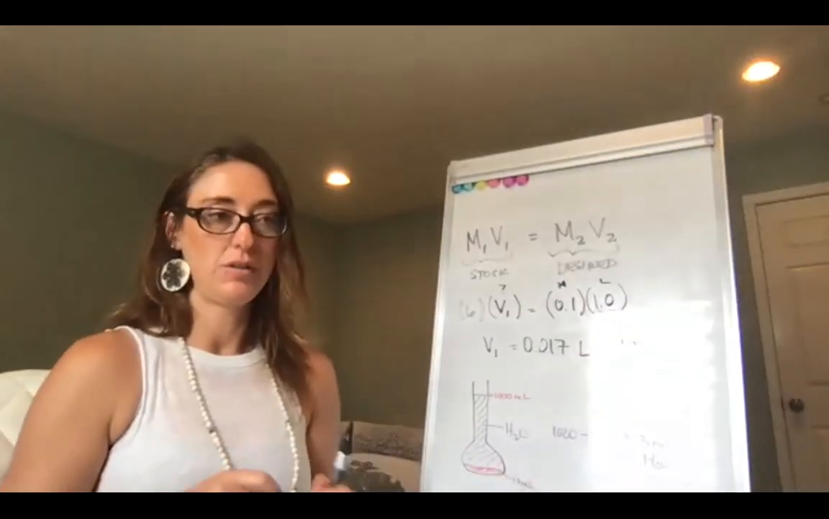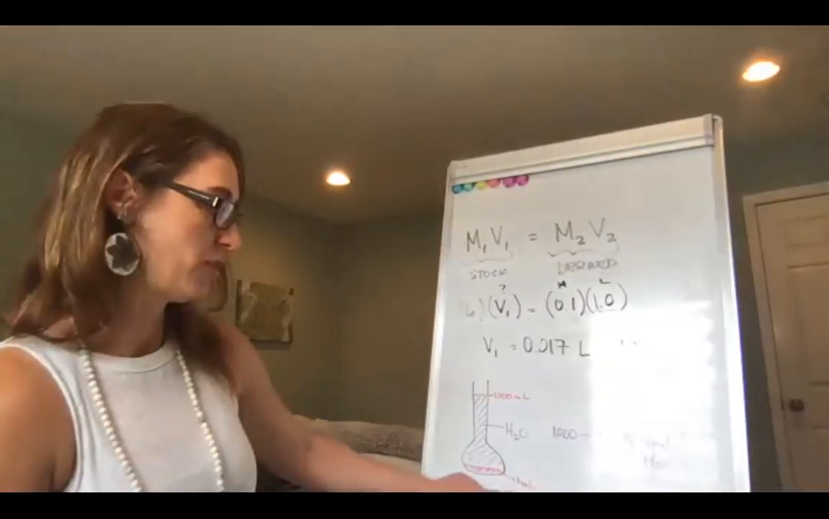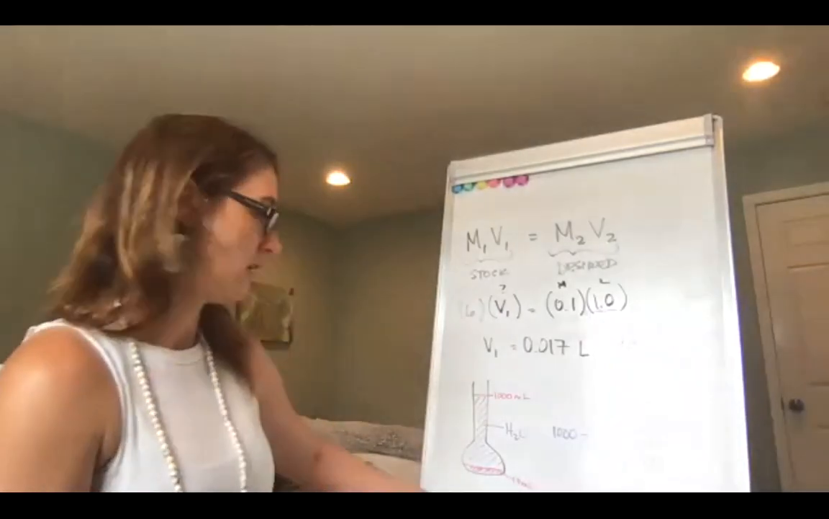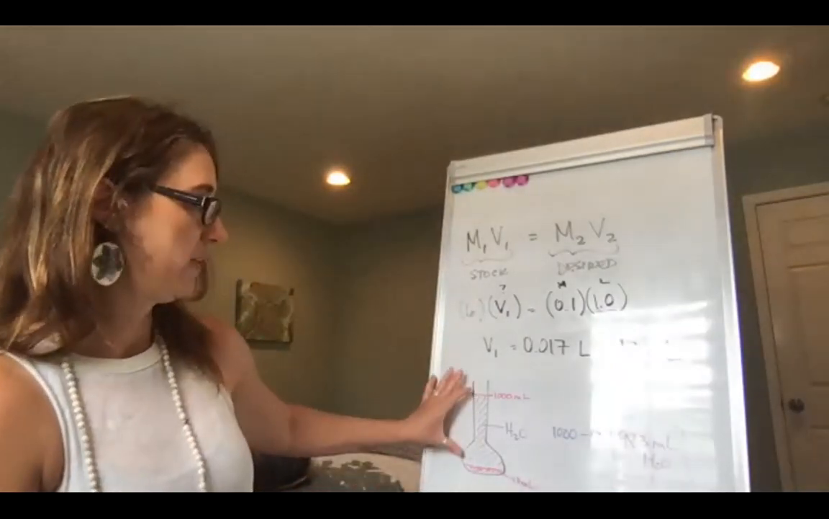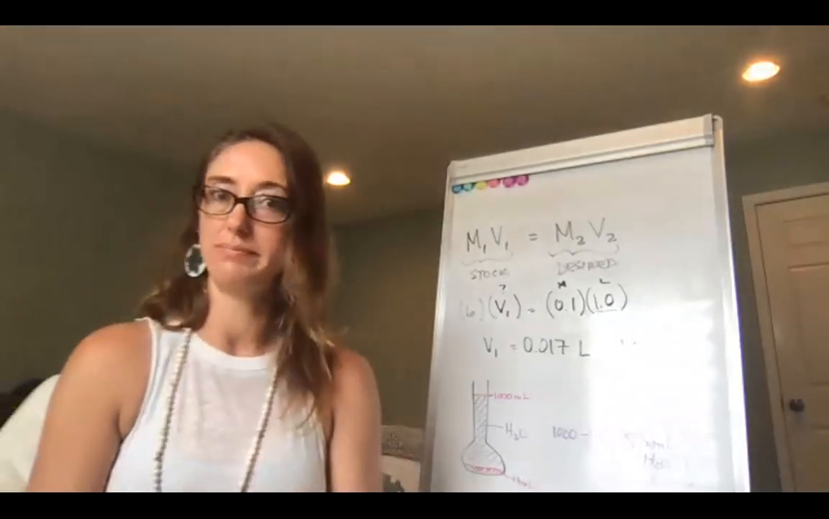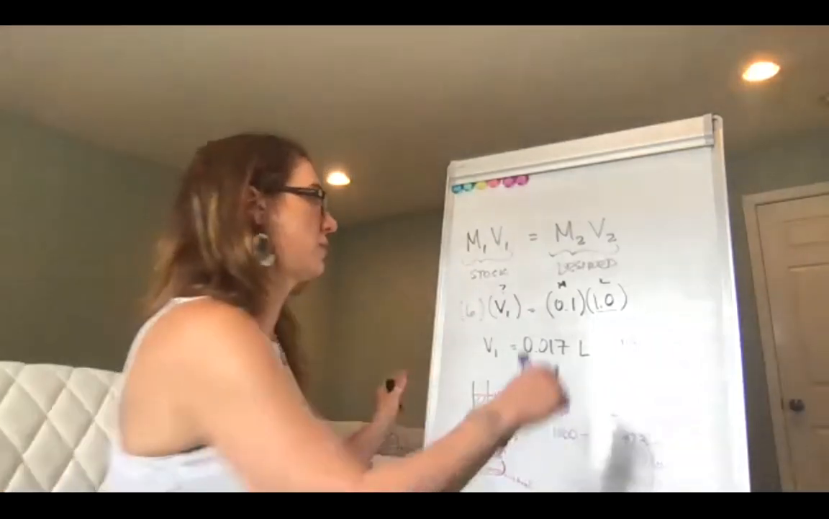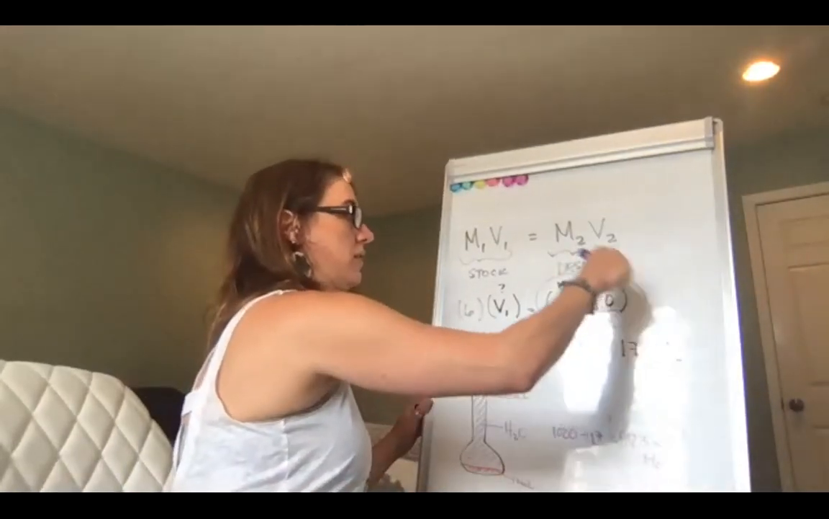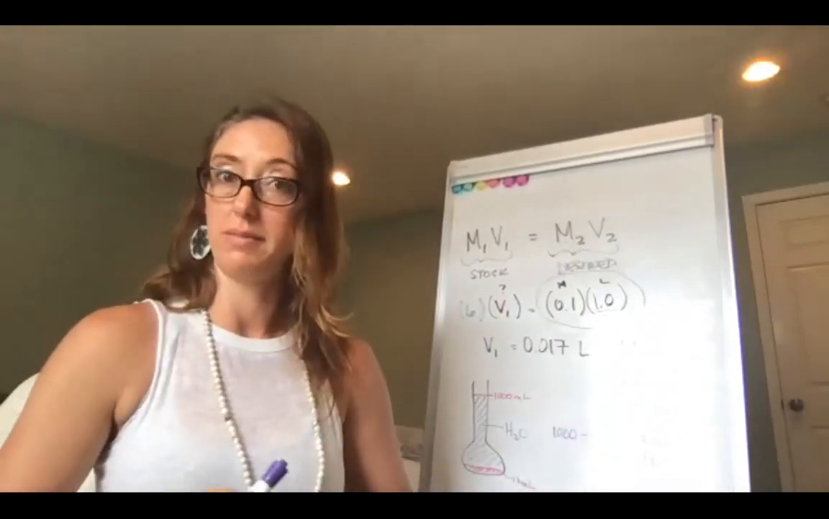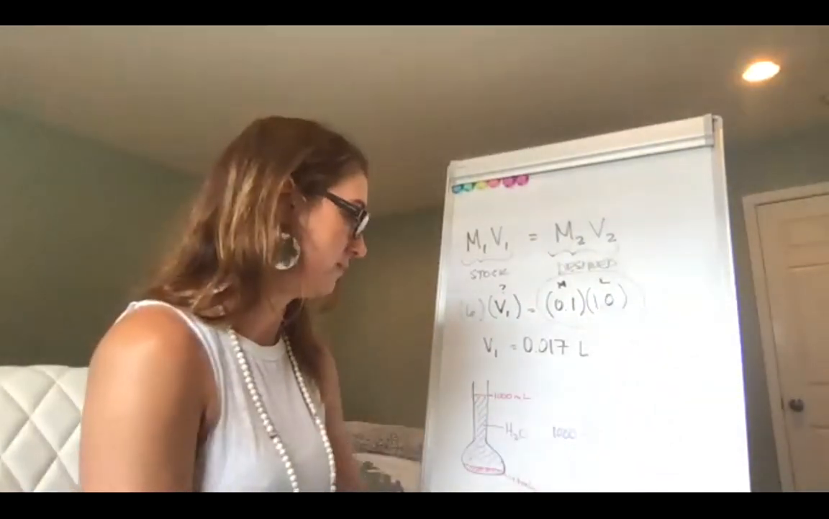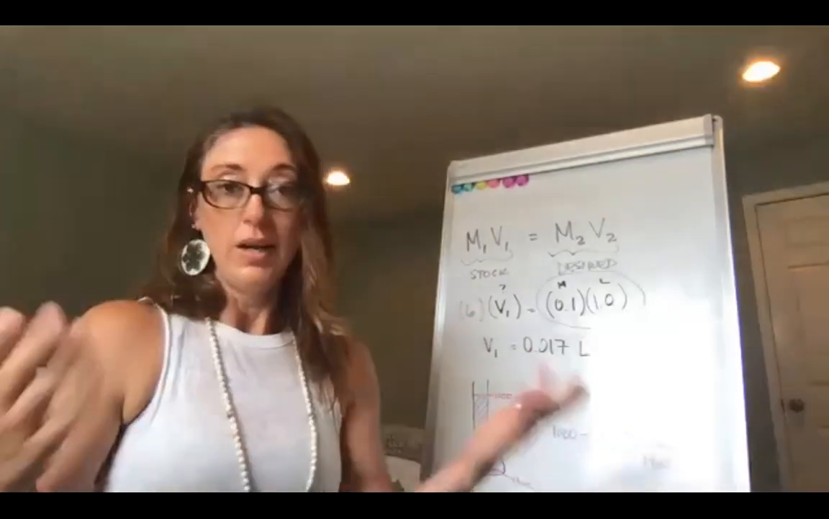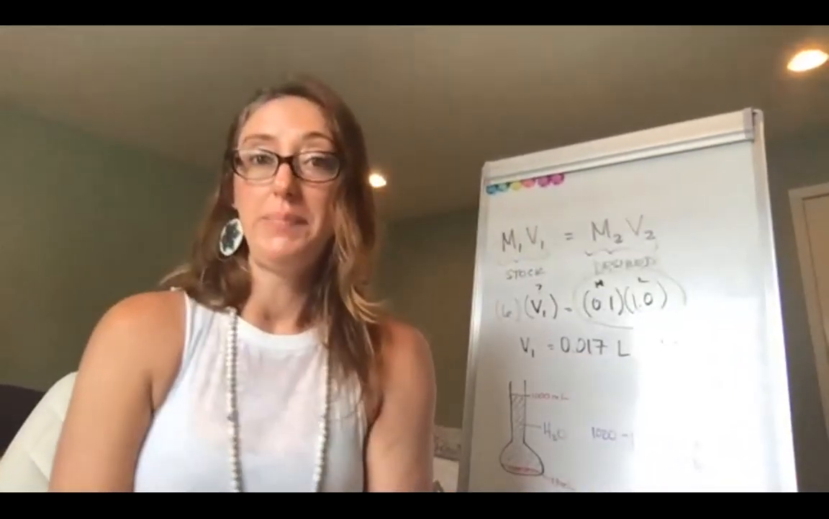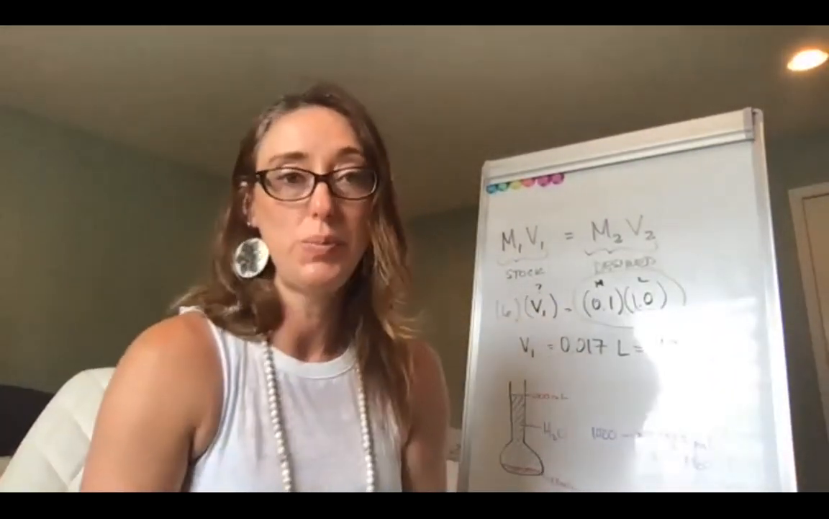Okay, and so to make that solution, I just measure 17 mils of that stock that I just made, fill it up to the line with water, and now I've diluted it to this new concentration that's 0.1 molar, and I have a whole liter of it, right? And so that's it. That's how we make solutions in lab. I hope that was helpful.